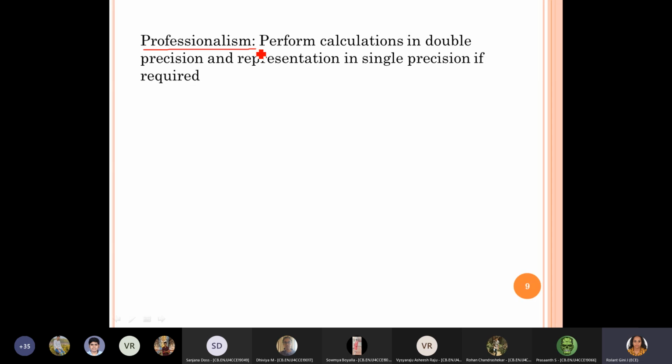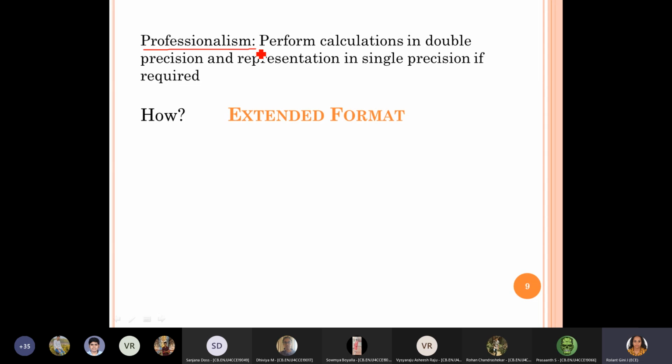Where the accuracy is maintained and the percentage of error introduced will be very, very less if you follow this. So in general, wherever a very professional way of calculation is required, we do all the calculations in double precision format, and finally the end result alone we convert and give in the single precision format. So how do we do it?